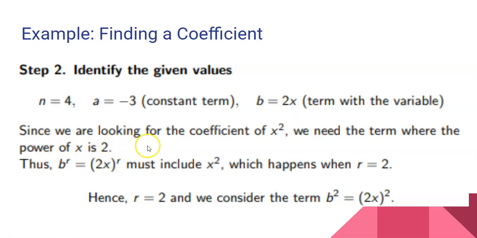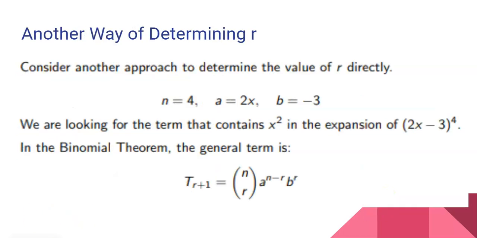Since we're looking for the coefficient of x squared, we need the term where the power of x is 2. Thus, b^r is equal to (2x)^r and must include x squared. So x squared will happen only when r is equal to 2. Hence r is equal to 2, and we consider the term b squared, which is 2x raised to the power of 2. So we have 4x squared.